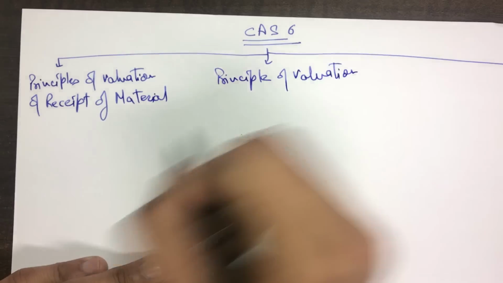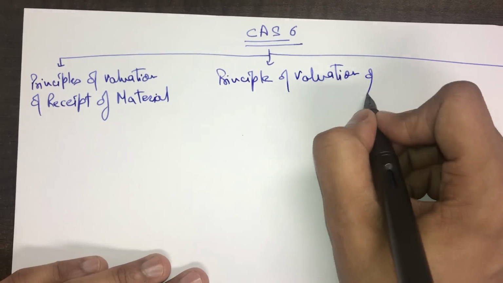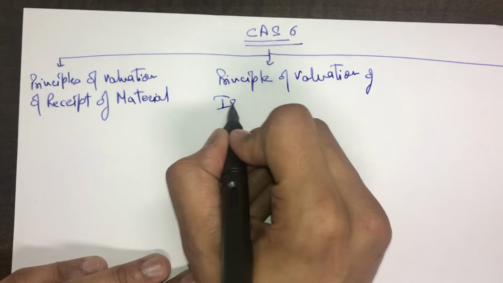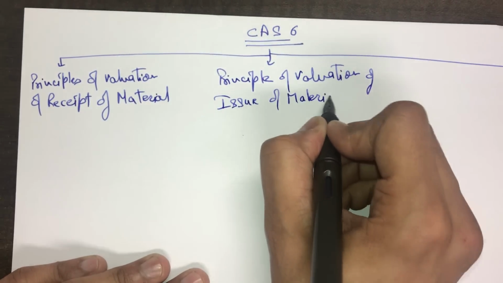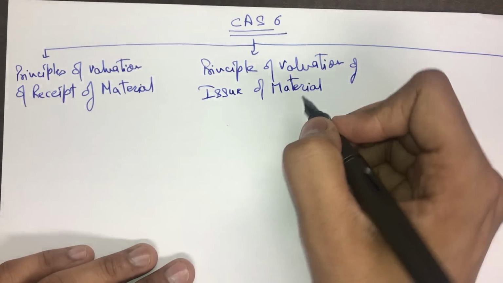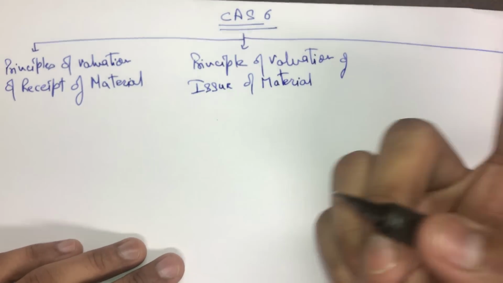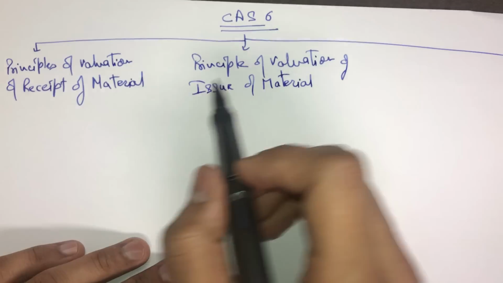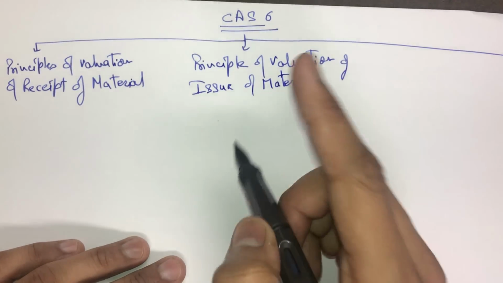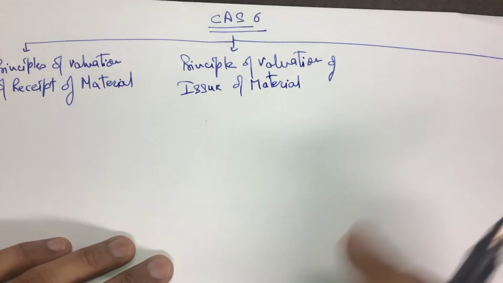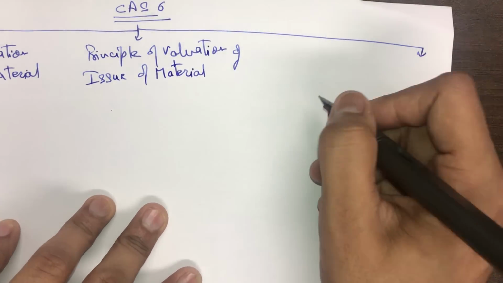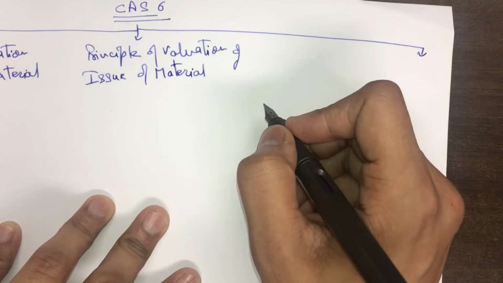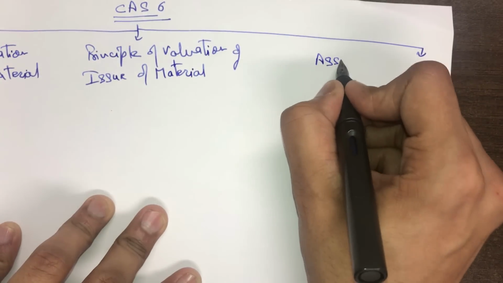And second is, what are the principles of valuation of issue of material? So once the material is received in our factory, it has to be issued to the production line. What are the principles which will govern the issue of material to the production line? This is aspect number 2. Aspect number 3 is assignment of material cost.